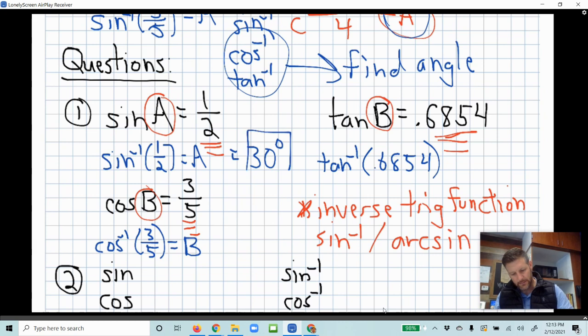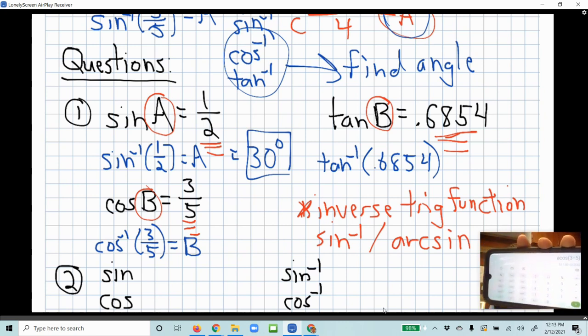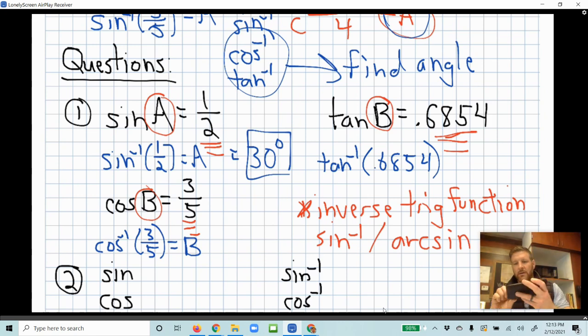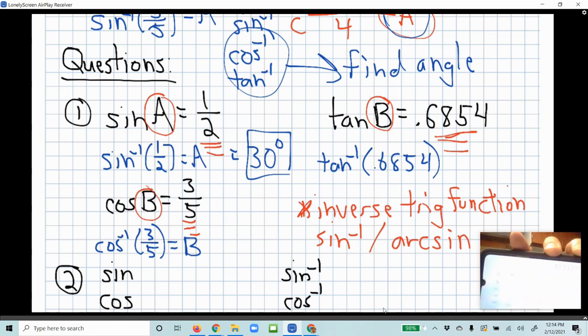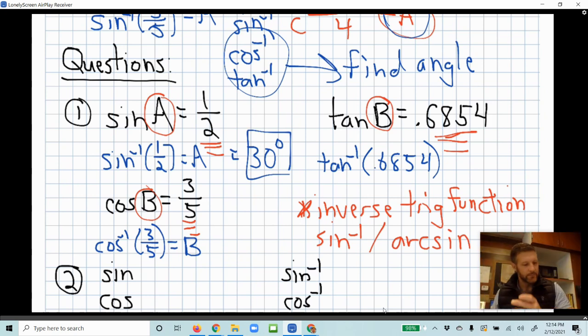And that makes sense. That's a reasonable measurement for an angle. Then I can do the same thing. I can do inverse cosine of 3 divided by 5, or 3/5. If I hit equals, I get another reasonable angle measurement, 53.1. So that's 53.1 degrees. These are just examples I made up.